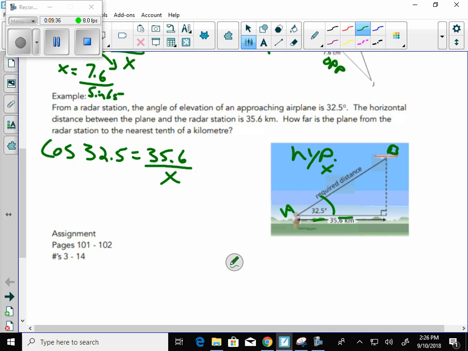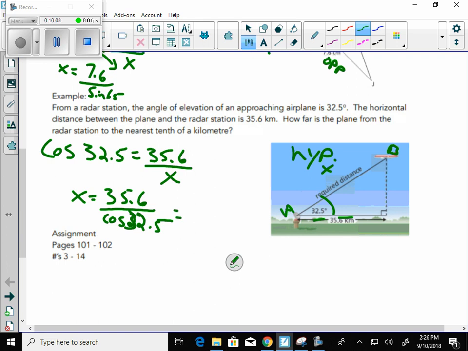Okay, Sam, what do we do next? You have to switch them up. Good, switch them up and divide. Janet? Well, let me do it. Then you can see. All right, so you're going to get x equals 35.6 divided by cosine 32.5.